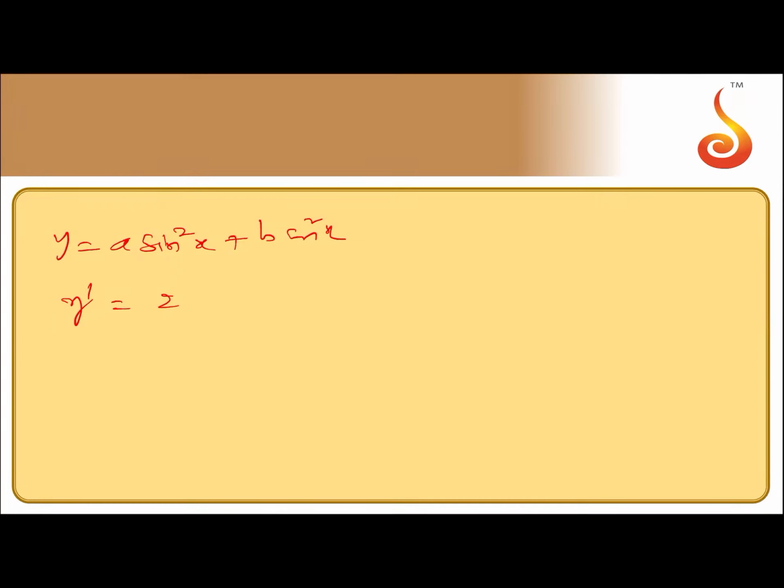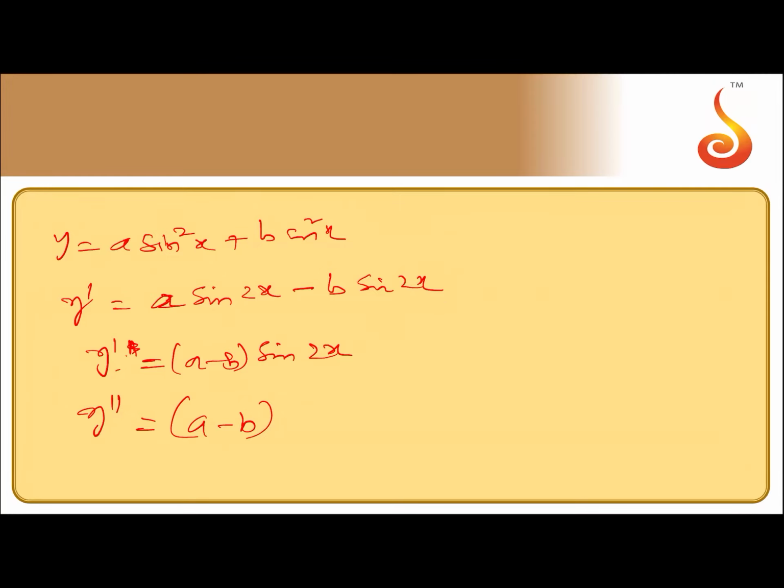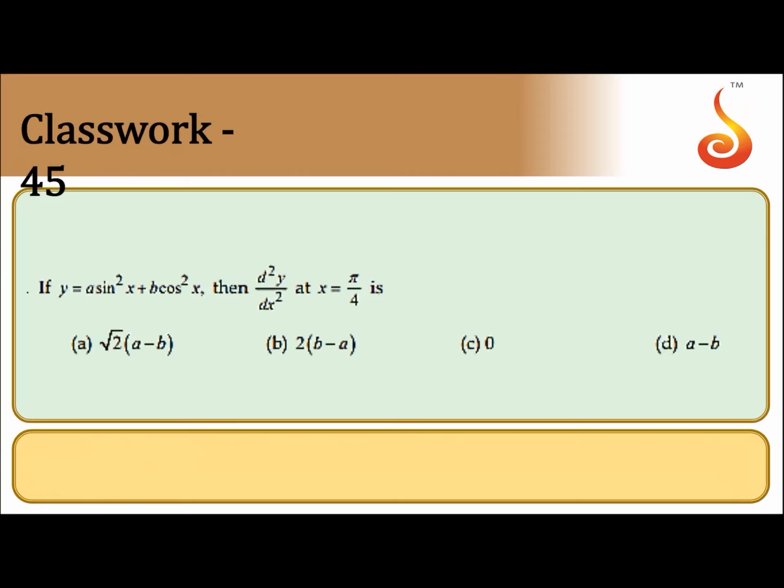The derivative of this one is equal to 2a sine x cos x, nothing but a multiplied by sine 2x. And 2 cos x minus sine x means minus b sine 2x. So therefore, derivative of the function is y dash is equal to a minus b sine 2x. And let's find the second derivative here. Second derivative is equal to a minus b multiplied by sine 2x derivative is 2 cos 2x.